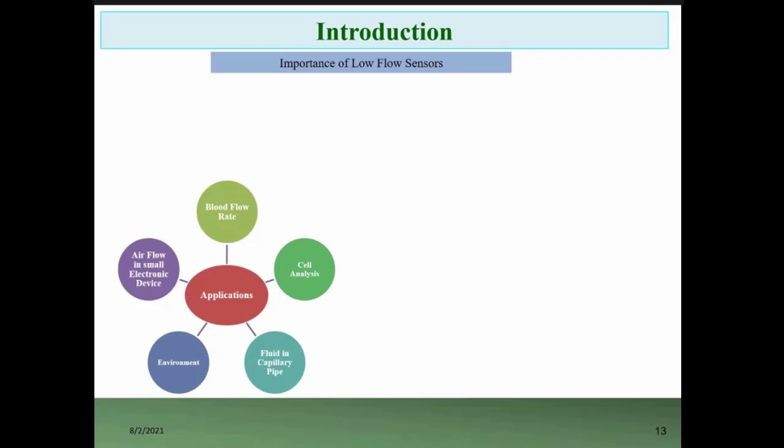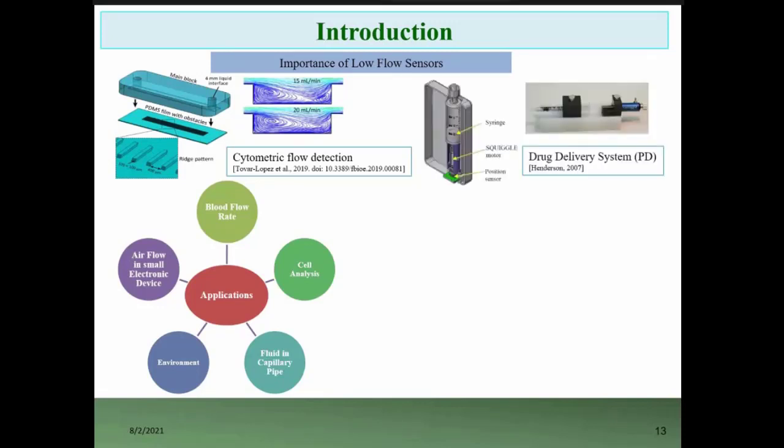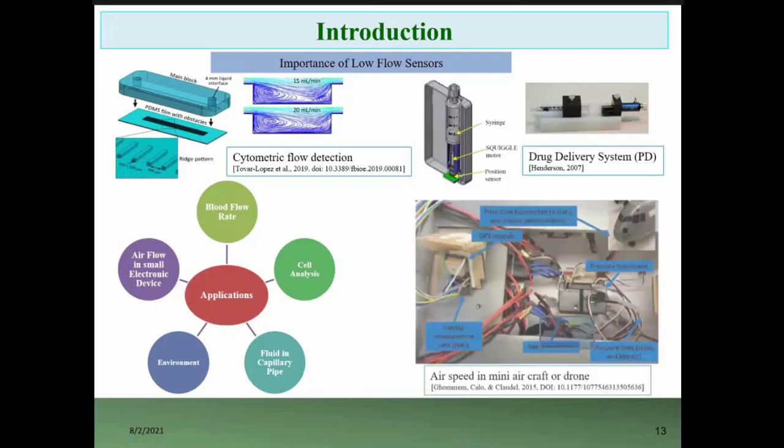In the literature, we have seen that low flow sensors have been used for cytometric flow analysis. They can also be used for controlling drug delivery systems. Also, low flow sensors can be used to measure the airspeed of different mini aircraft or mini drones.